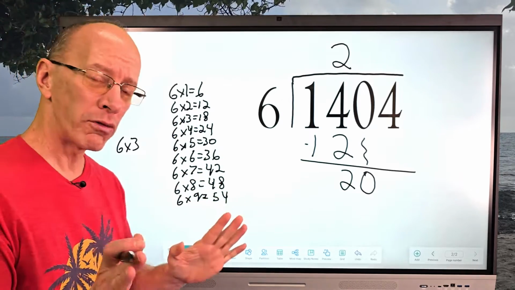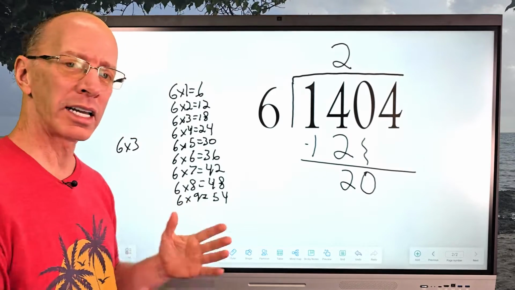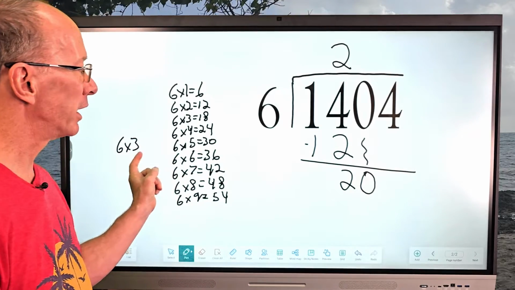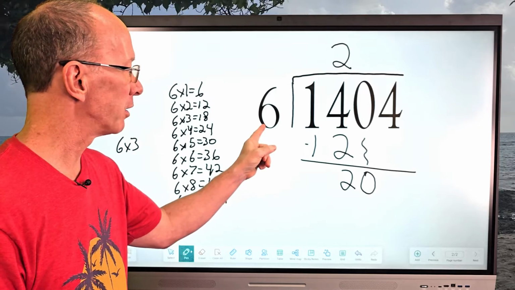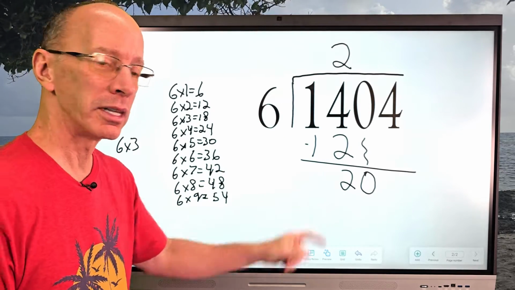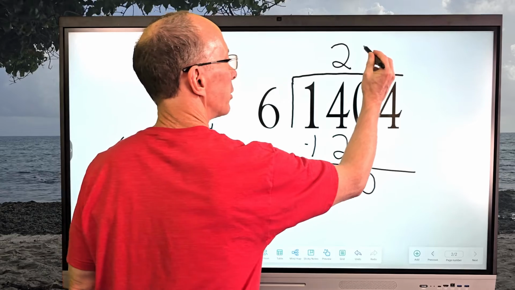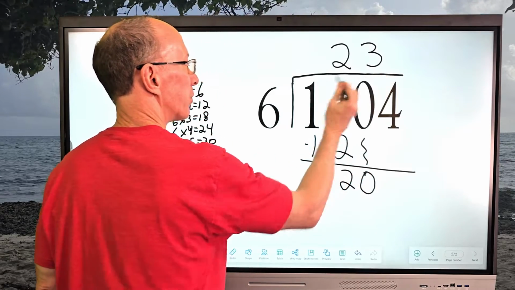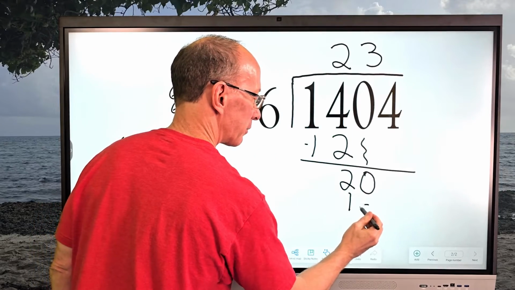So hopefully I'm answering your question. You're saying, where did I get 6 times 3? This is our next process. We need to be able to do 6 times 3, and that'll be the number we can get into 20. So I'm going to put 3 right here. So 3 times 6 would be 18.